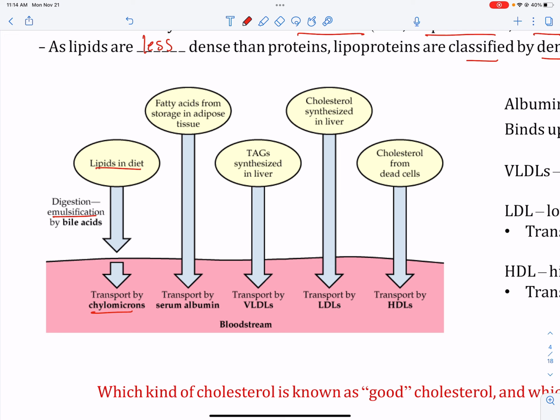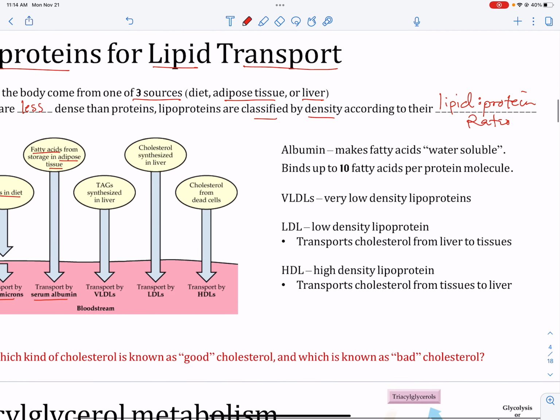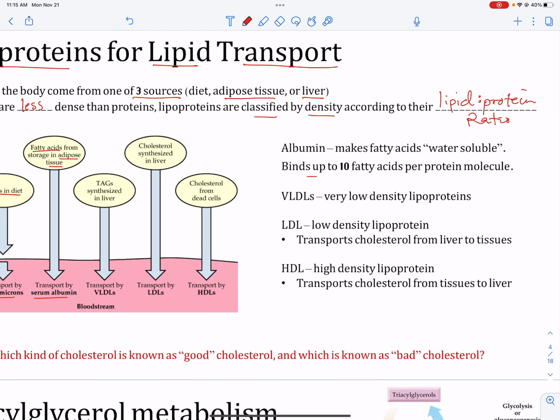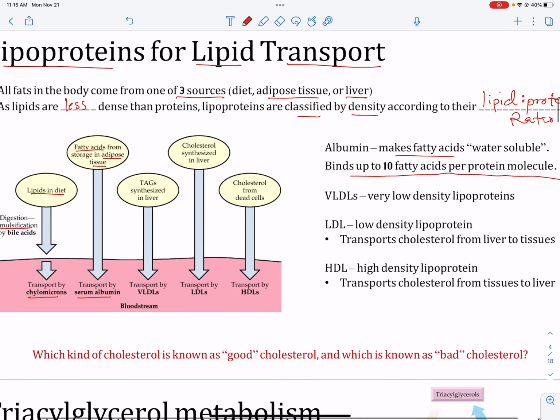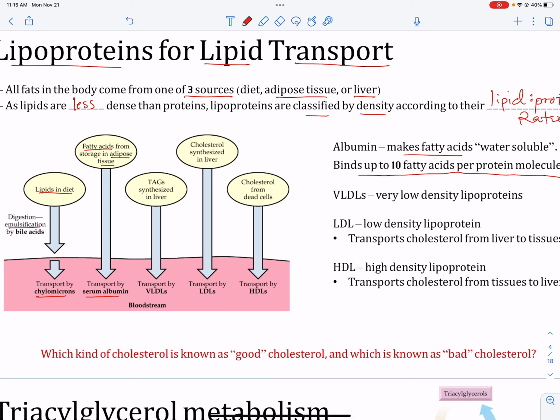Fatty acids that are stored in adipose tissue are going to be transported by this huge protein complex, serum albumin. All right, so I want to scroll out because albumin over here is really impressive. It can bind up to 10 fatty acids per protein molecule. And again, it just helps emulsify, makes the fatty acids more water soluble and transports them this way. So this is when we're pulling them out of our adipose tissue.